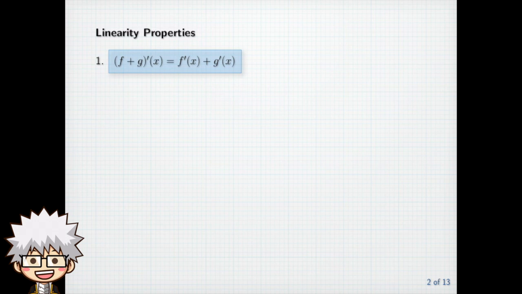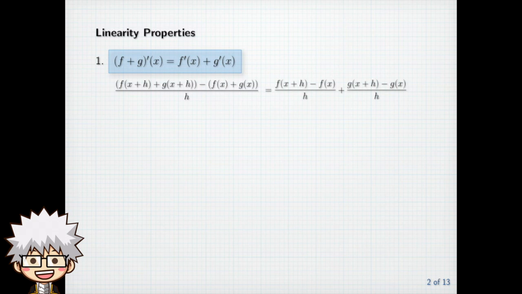To see why this is true, let's look at the difference quotient for f plus g. F of x plus h plus g of x plus h minus f of x plus g of x, all divided by h. Now we simply rearrange terms here in the numerator and then split up into two fractions. We simply have the sum of the difference quotients for f and g. Therefore, as h goes to 0, we obtain f prime of x plus g prime of x.